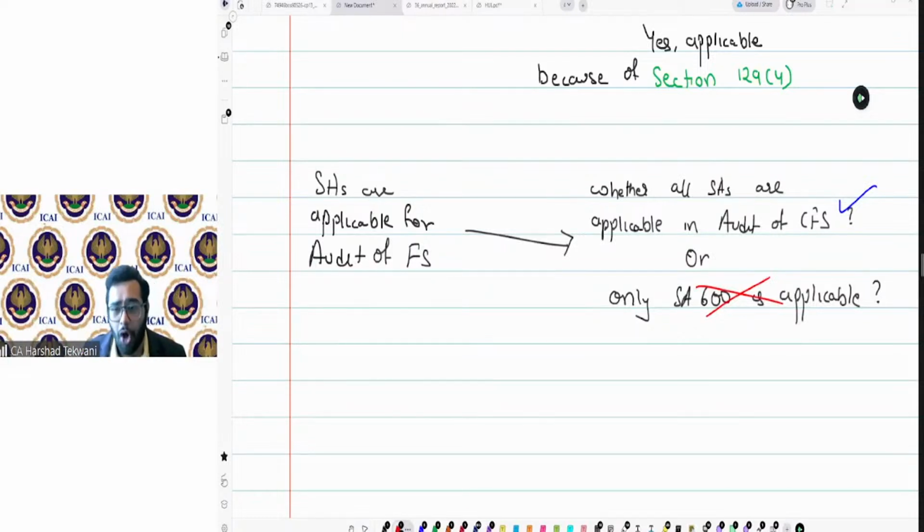So FS does not include CFS. If you see the term financial statement, it does not specify consolidated financial statement. It is section 129 which specifies the consolidated financial statement.